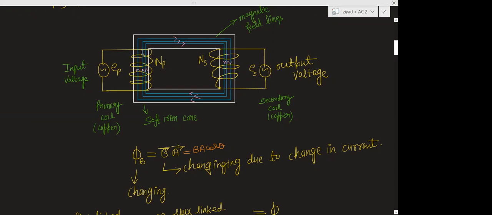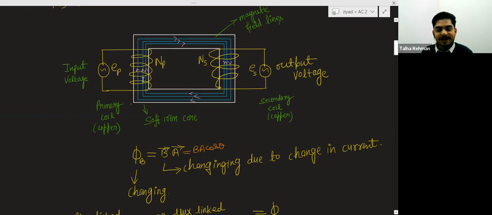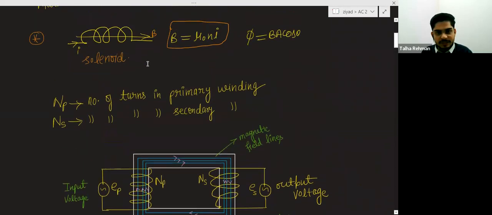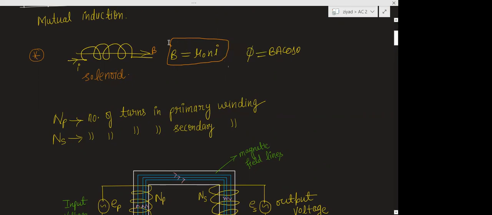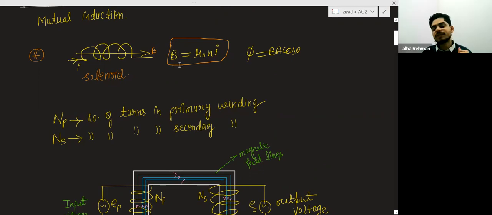These blue lines represent the magnetic field lines. Why are these magnetic field lines there? Because of the current. I have told you the magnetic field will be axial, so these are the axial lines. Now the magnetic field produced here is given by mu naught into N into I, and this I is changing with time. So this magnetic field is also changing with time.